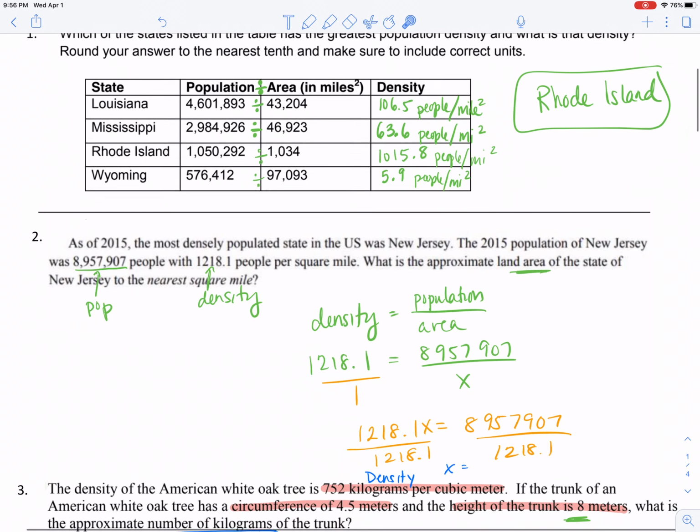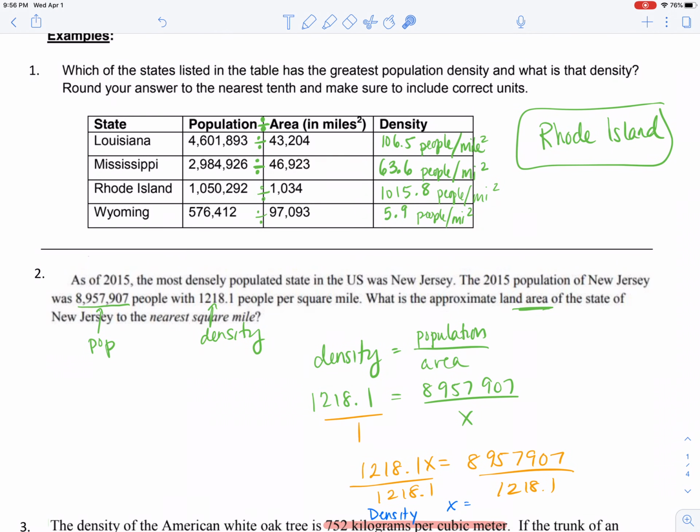Okay, next one again is another population density question. As of 2015, the most densely populated state in the U.S. was New Jersey. The 2015 population of New Jersey was 8,957,907. That's your population. People with 1,218.1 people per square mile, that's your density.